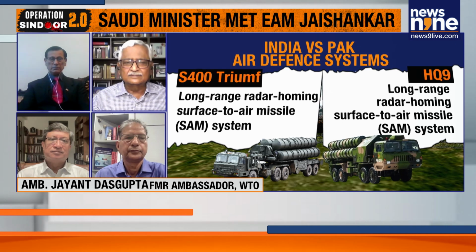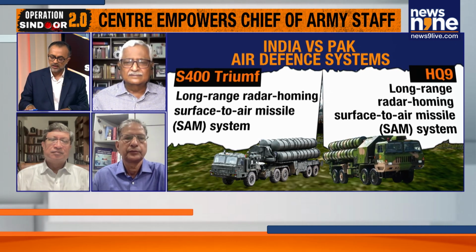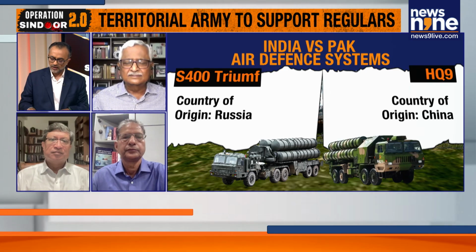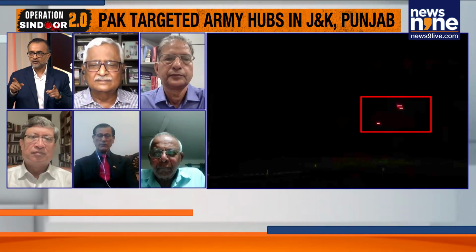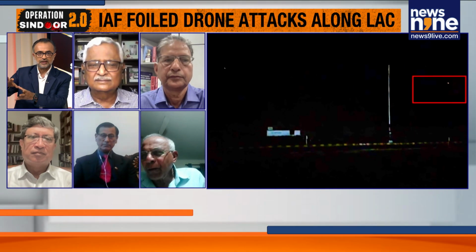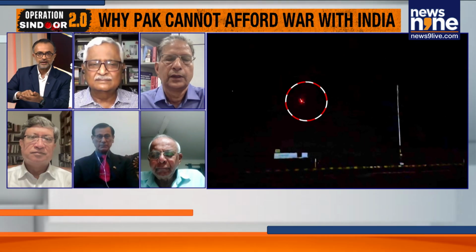Before I move on to the really important part, I'll share the figures of Pakistan's economy and compare it with the Indian economy. Marshal Rana, explain to us the logic of using 400 drones across the western sector, concentrated in the Punjab and Jammu sector. Why did Pakistan do it?